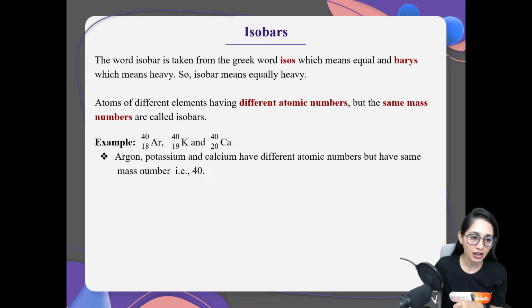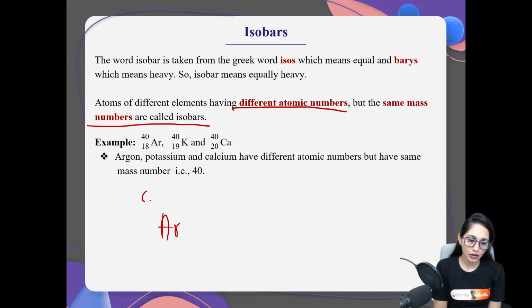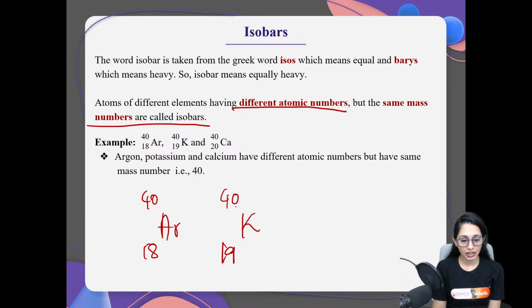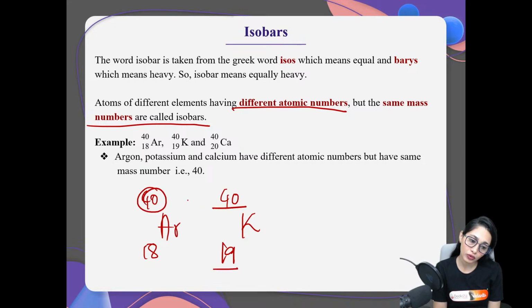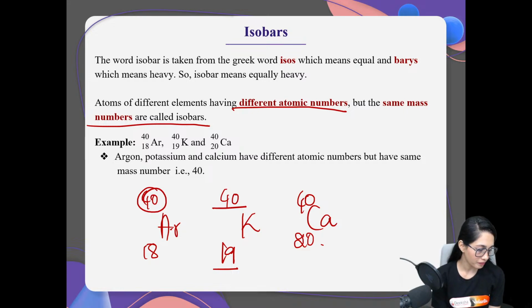Atoms of different elements having different atomic numbers but the same mass number are called isobars. For example, argon: 40 is its mass number, 18 is the atomic number. Then we have another element, potassium. Its mass number is also 40, but the atomic number is 19. And calcium, the mass number is similar to argon and potassium, but the atomic number is 20 here. So these are atoms of different elements having different atomic numbers but the same mass number.